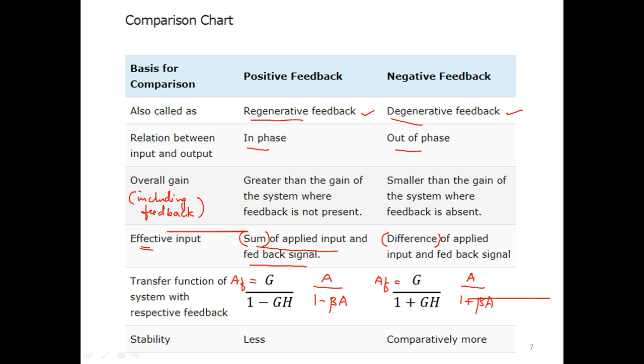Then coming to stability, the most important point. Positive feedback circuits are less stable. Please concentrate on this point. They are less stable, whereas negative feedback circuits are comparatively more stable. So in terms of stability, which feedback should we go for? We should go for negative feedback always if we want a more stable circuit. However, if you want a better gain, then go for positive feedback.